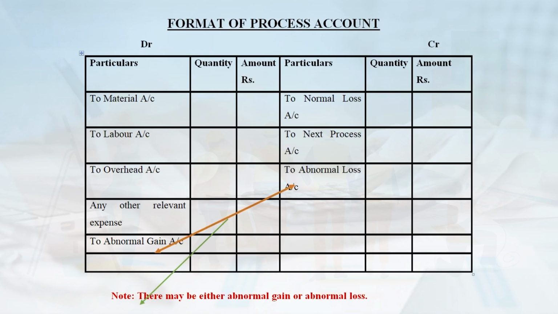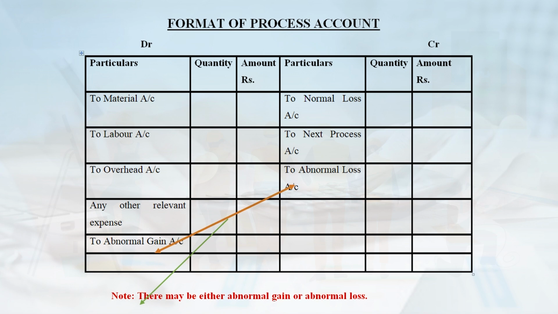As we have discussed, under process costing we have 3 columns on the debit side and 3 columns on the credit side. So, on the debit side we have particulars, quantity and amount in rupees, and on the credit side also particulars, quantity and amount in rupees. First we will write on the debit side to material account in quantity and rupees, and on the credit side we will write to normal loss, if any.